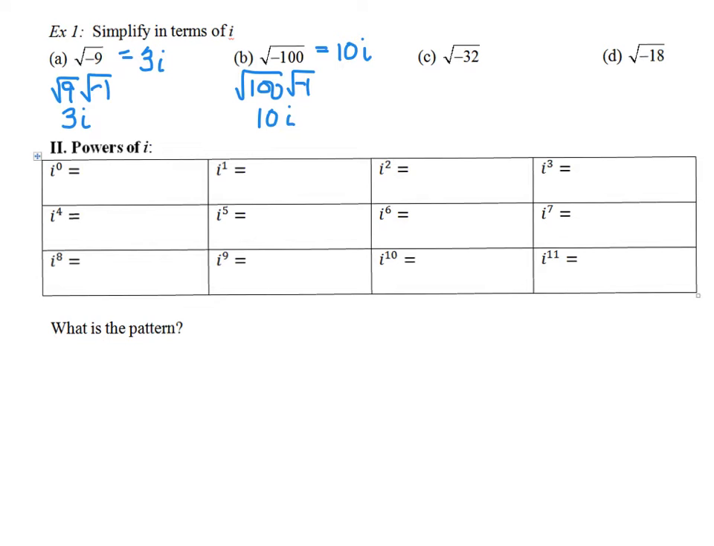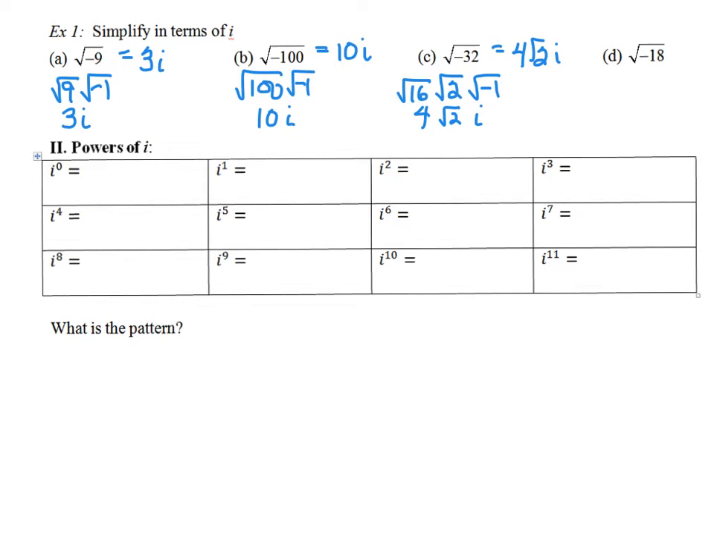Now this works pretty much the same when I've got a number that's not a perfect square. This time I'm going to write the square root of negative 32 as the square root of 16 times the square root of 2 times the square root of negative 1. The square root of 16 is 4. The square root of 2 is just radical 2 because that's not a perfect square. But the square root of negative 1 is i. So this answer would be 4 radical 2 times i.